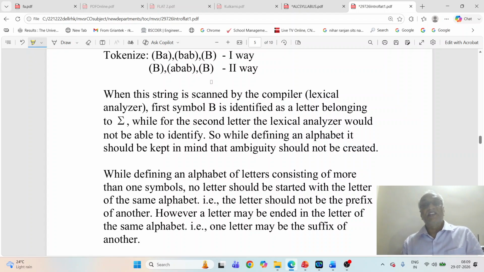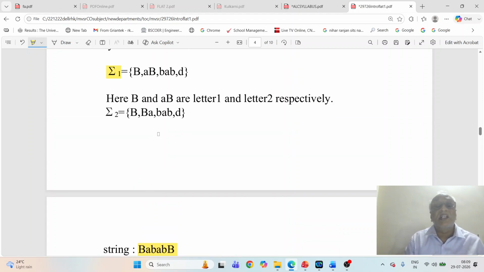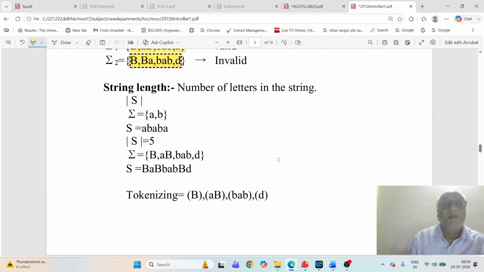So when this kind of string is scanned by the compiler's lexical analyzer, it will identify the first symbol as a letter belonging to the alphabet. For the second letter, it may or may not identify it, depending on its validity. Say, for example, here this can be a valid example and this can be an invalid example. Why can this be invalid? Because the first letter starts with B. When the first letter starts with B, then the second should not also start with B. That's the condition.